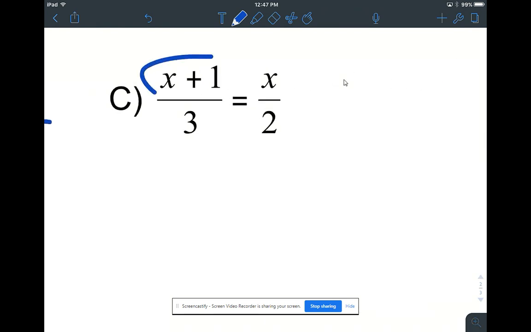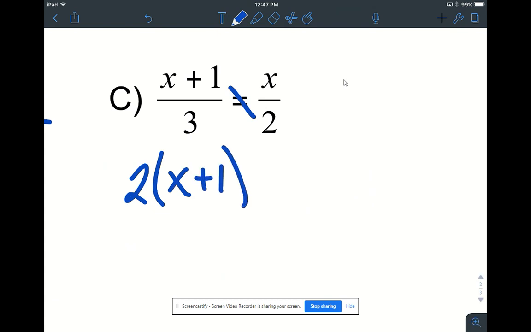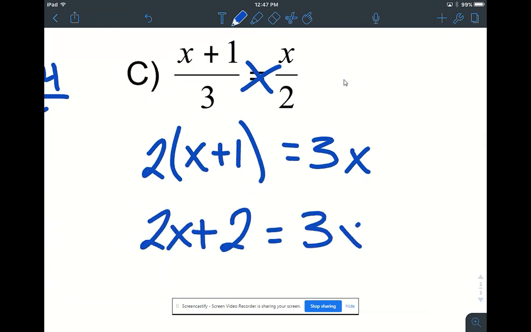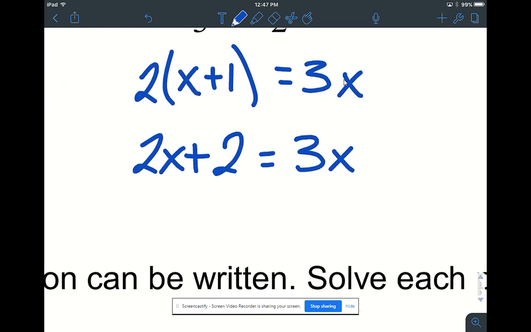All right, this one, you can see that we have more than just one thing in the numerator over here. So what that means, whenever we cross here, we have to do 2 times the quantity of x plus 1. So in other words, we're going to have to distribute that 2 to everything in that numerator. And then you cross the other way and you get 3x. So that would give us 2x plus 2 equals 3x. And then we would subtract the 2x, so x would equal 2 in this case.